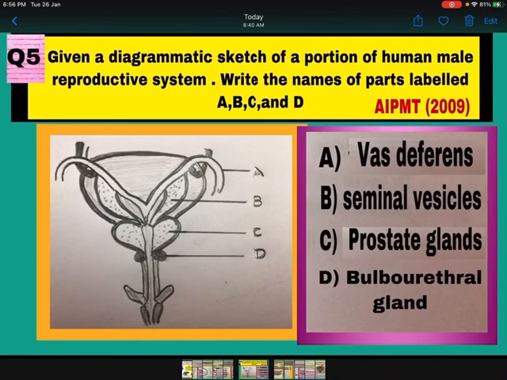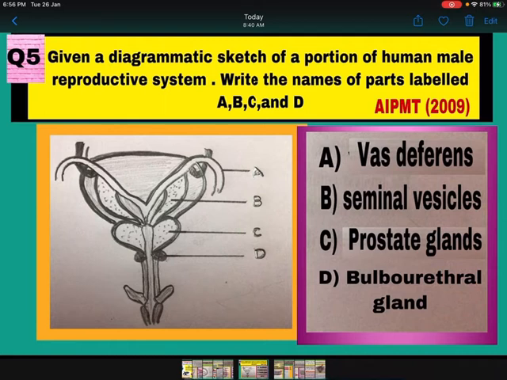Come to question number 5. Given a diagrammatic sketch of a portion of human male reproductive system, write the names of parts labeled A, B, C and D. See the diagram.